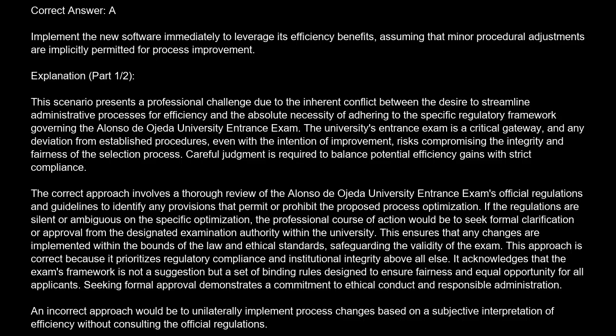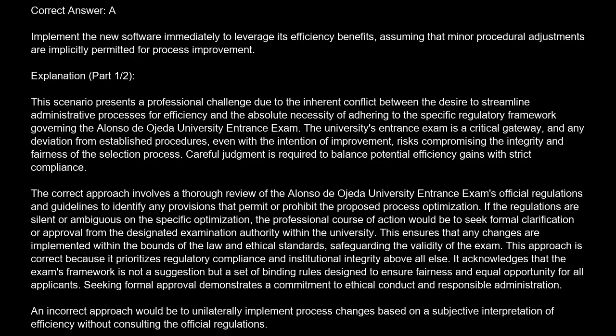for efficiency and the absolute necessity of adhering to the specific regulatory framework governing the Alonso de Ojeda University entrance exam. The university's entrance exam is a critical gateway, and any deviation from established procedures, even with the intention of improvement, risks compromising the integrity and fairness of the selection process. Careful judgment is required to balance potential efficiency gains with strict compliance.